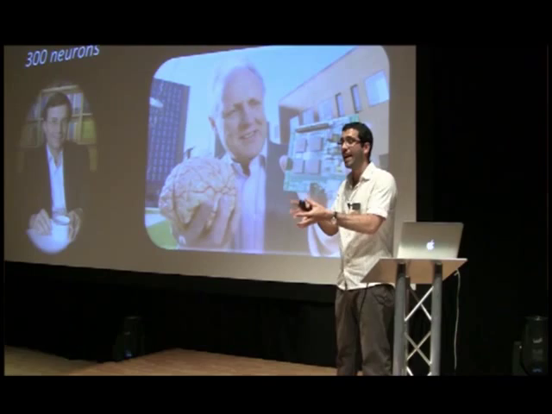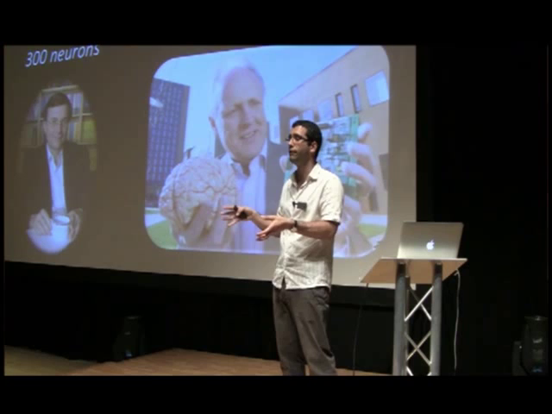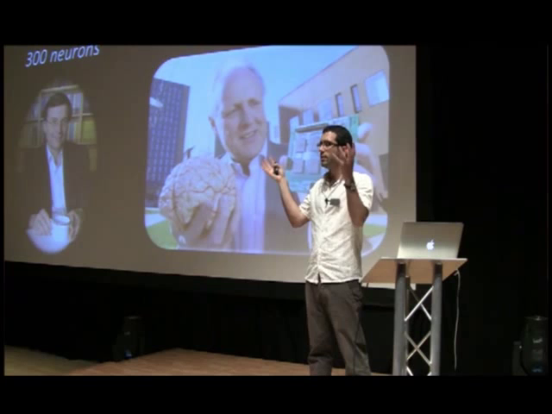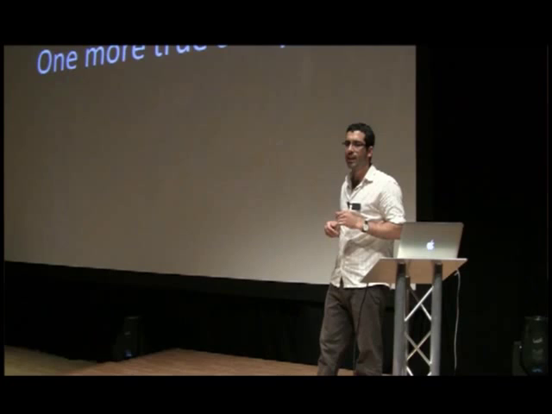something as simple as a cat is incredibly difficult. Cats are pretty clever things. They can do lots of stuff. And though we know how to make simulations of all these neurons that are, you know, really, really big, we can't make something as clever as a cat yet. I want to tell you one more true story now.